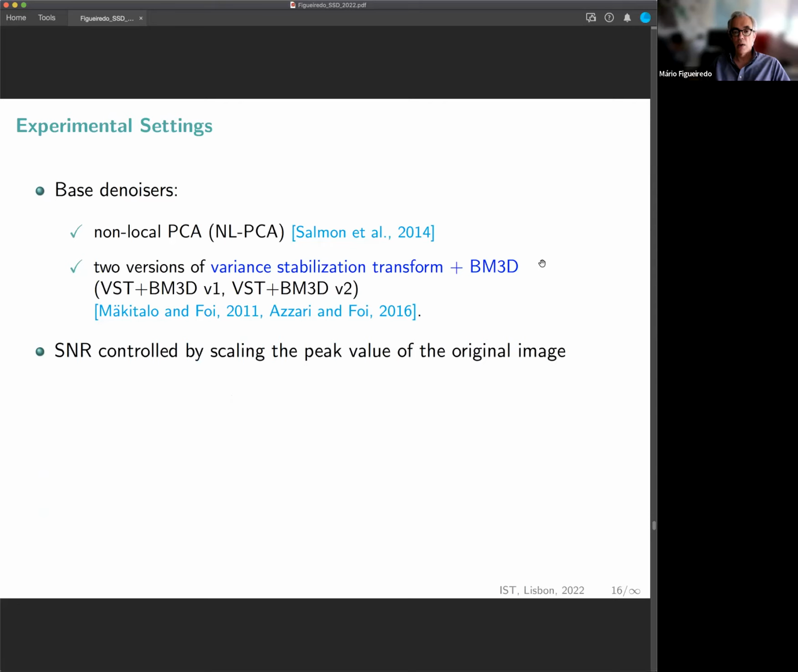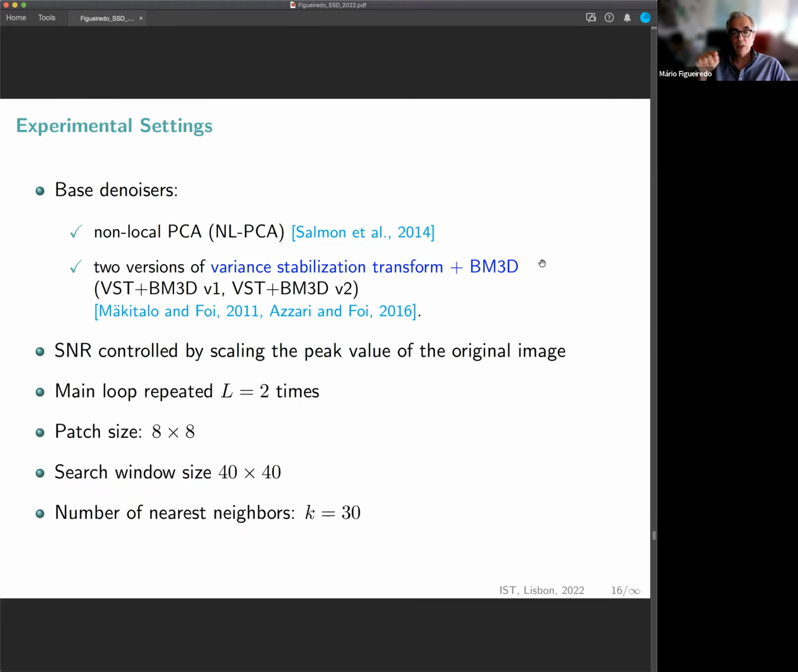The signal to noise ratio is controlled by scaling the peak value of the original image. So for example, if the peak value of the image is 2, it means that the pixel with the highest intensity is 2, which means that the highest expected number of photons per pixel is 2. If it's 5, then it's 5, and so on. We repeat that main loop twice, as I said. The patches are 8 by 8. The search window for similar patches is 40 by 40. And the number of nearest neighbors is 30.